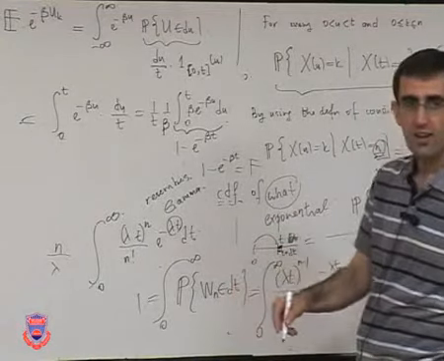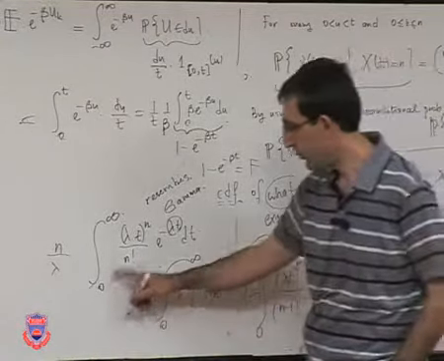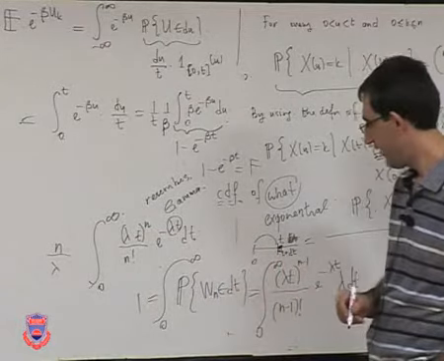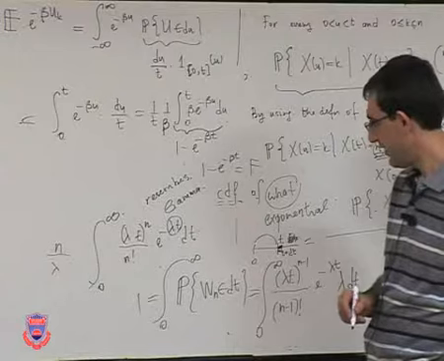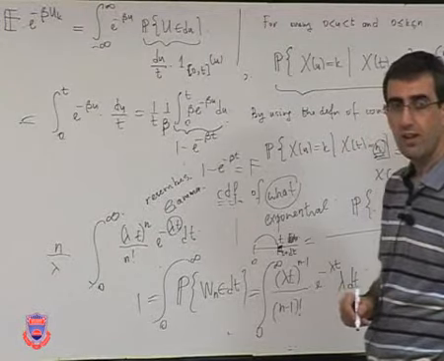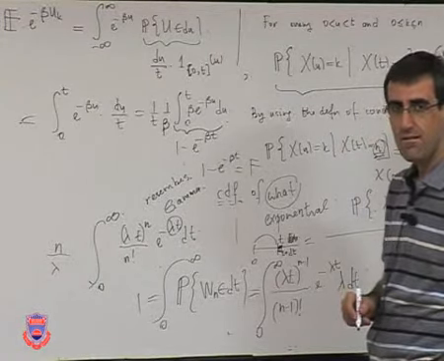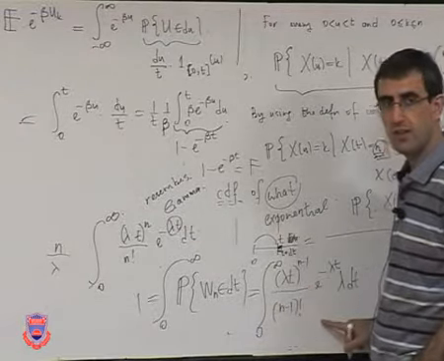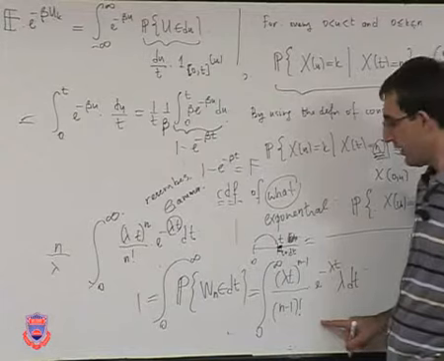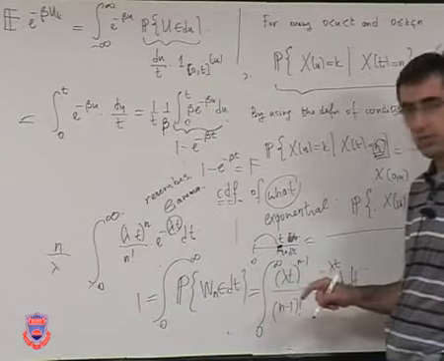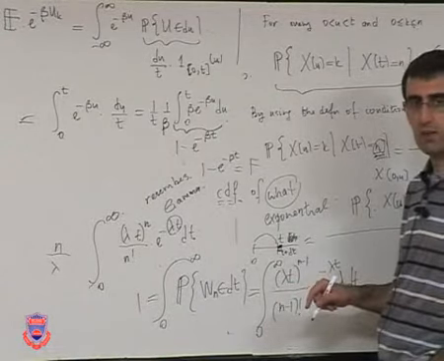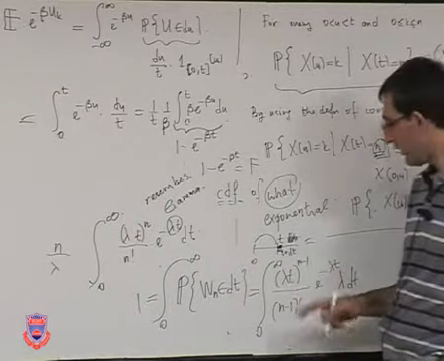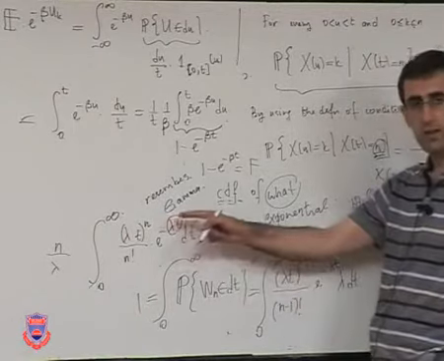We integrate it from 1 to infinity, and then subtract e to the minus lambda t. Are you trying to use this or something else? Here you have integration from 0 to infinity. The bound doesn't matter. What is the difference between these two? Instead of n minus 1, you have n.